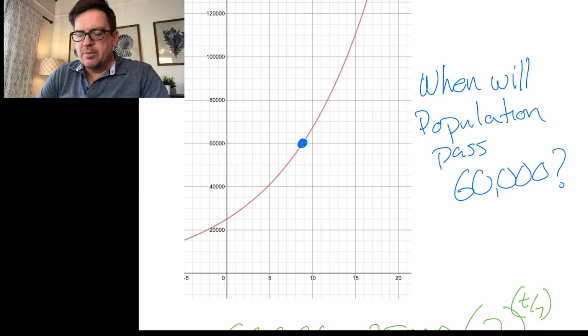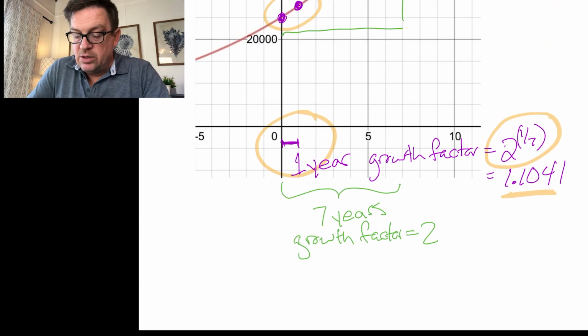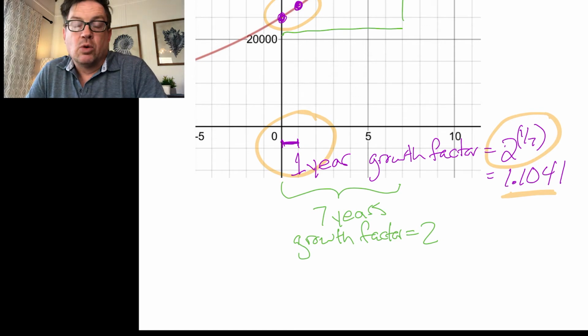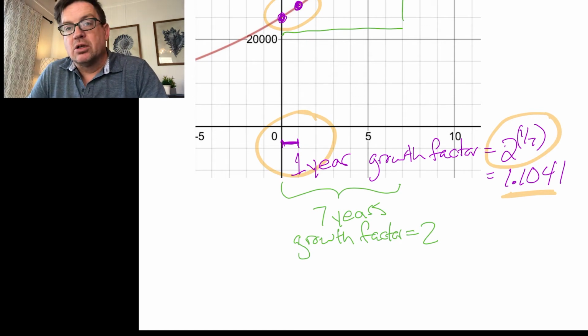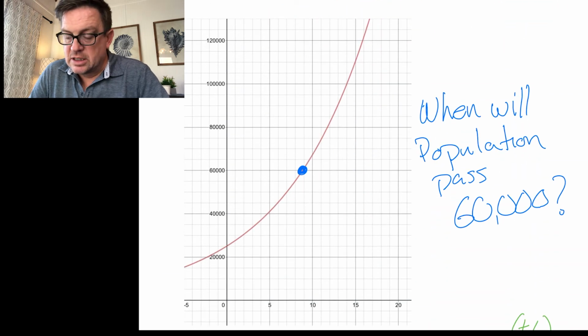So you can talk about growth factors with different periods. The annual growth factor is 1.1041, and the 7-year growth factor is 2. The 14-year growth factor is 4. You can adjust those depending on the context.